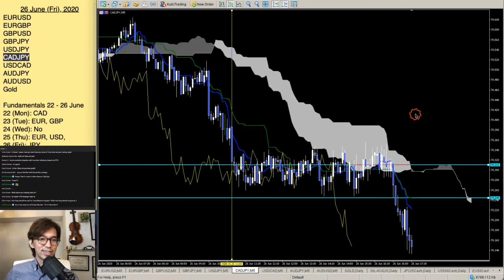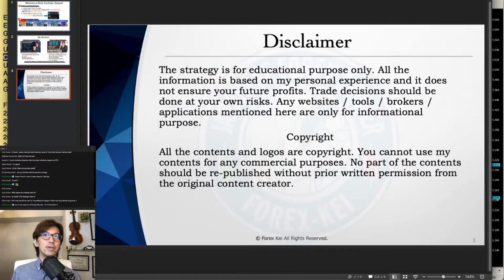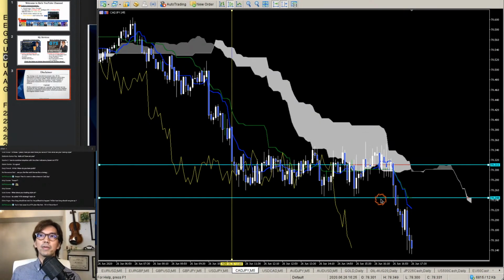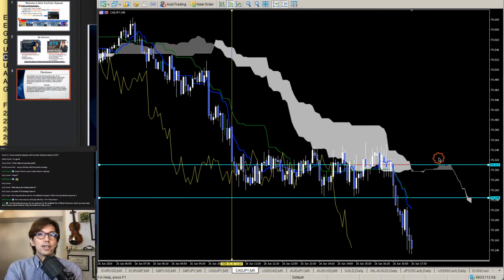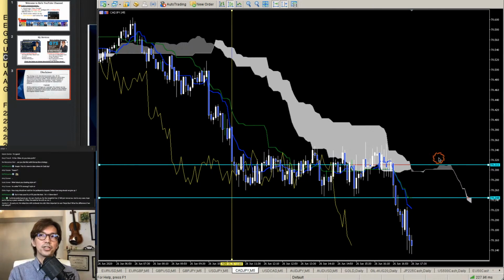Okay. Yes, it's now time to take a trade in CADJPY. So CADJPY is going down. Just read the disclaimer, please. And I think personally this is the sell chance. So after the live, I might be taking trades on sell.